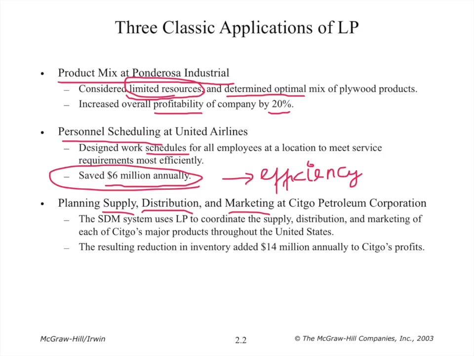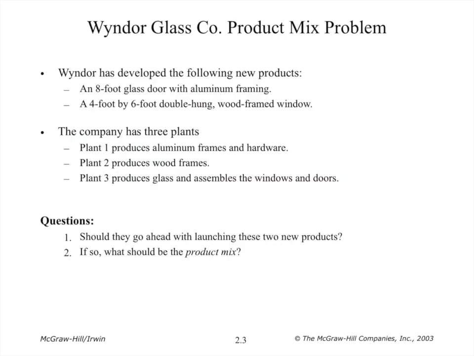Okay, we study firstly the product mix. We study the Wyndor Glass company. They have a product mix problem. Wyndor has developed the following new products: windows and doors. They have two types of product, and the company has three plants, that is the resources that the company has, and these are limited resources.